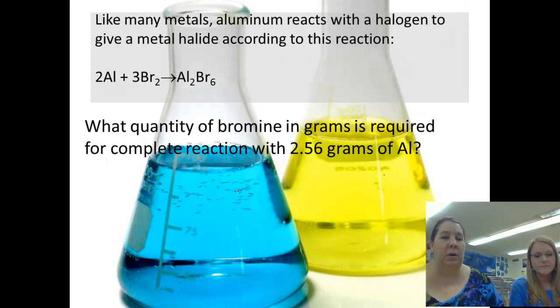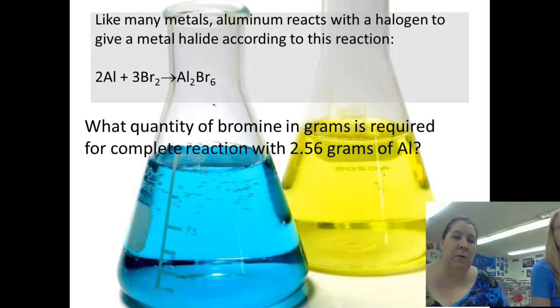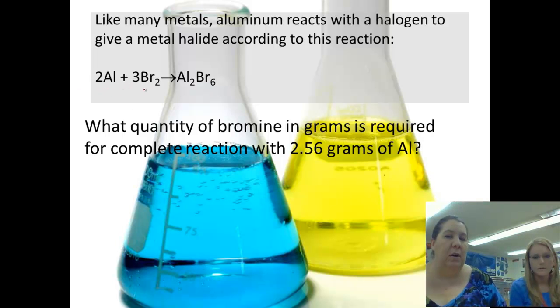All right. So here's the first example. Like many metals, aluminum will react with the halogen. Remember the halogens are like bromine, chlorine, iodine, to give a metal halide according to this reaction. So when you have a metal combined with a halogen, it's called a metal halide. And so here I have aluminum reacting with bromine to form aluminum bromide.